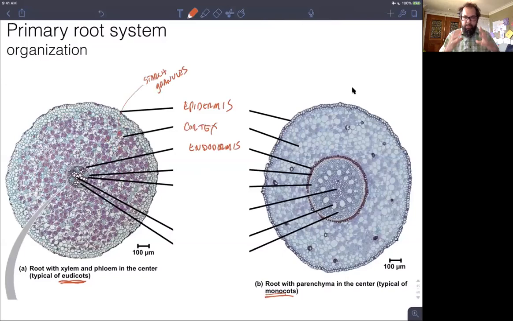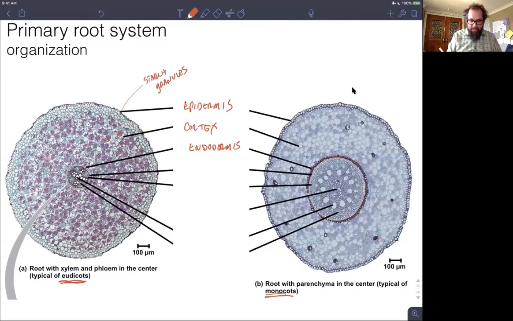The endodermis is a layer of cells that seals off the vascular tissue from the cortex itself. When we talk about water transport, this becomes an important part of the anatomy of the root system.